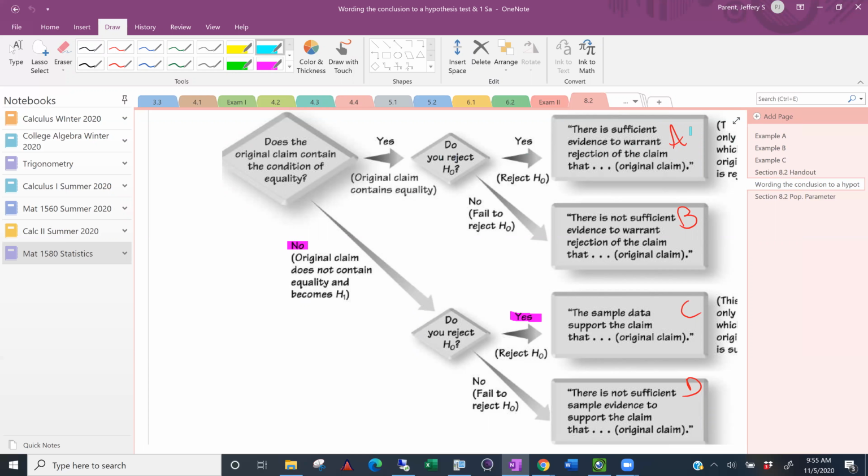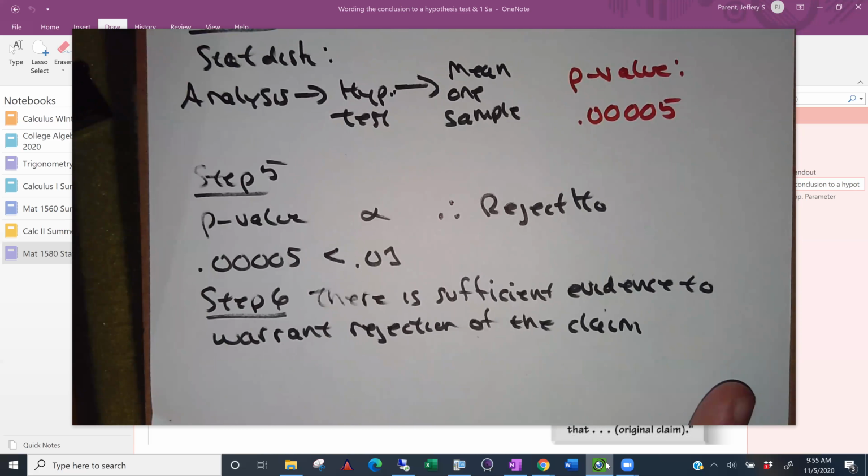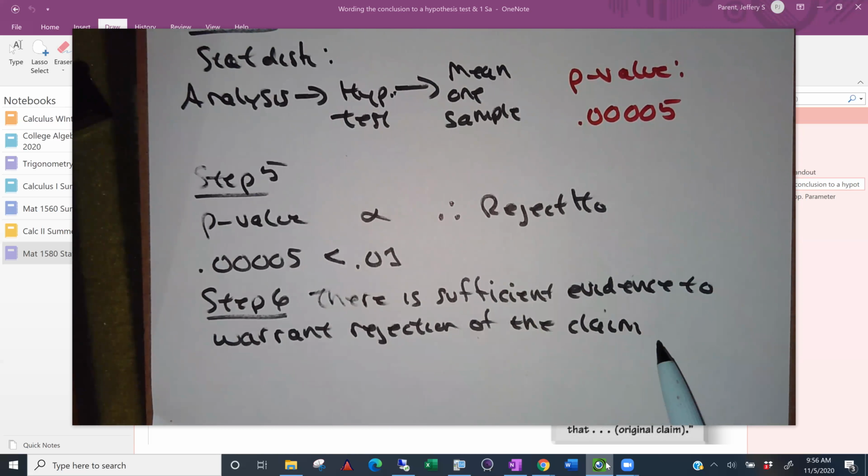There is sufficient evidence to warrant rejection of the claim that, so let me just copy that down here in my notes. There is sufficient evidence to warrant rejection of the claim. Now, all that's just copying things down. Where you earn the points on this is not only by choosing the right one of those four, but also by stating our null hypothesis in words, or our original claim in words.